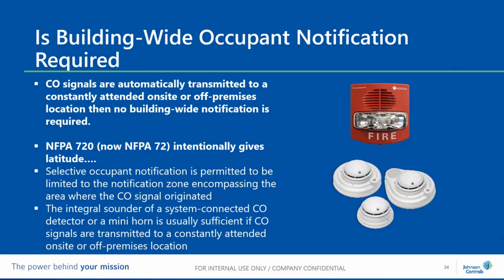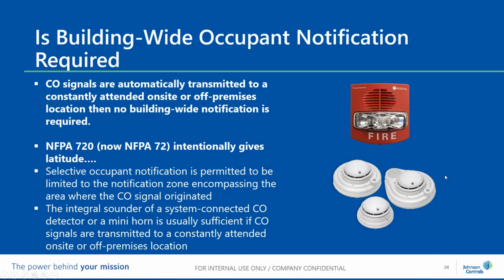NFPA 720, again, 2015, or 72, 2019, intentionally gives this latitude. Selective occupant notification is permitted to be limited to the notification zone encompassing the area where the CO signal originated, kind of like how a carbon monoxide alarm functions. The integral sounder of a system-connected CO detector or a mini horn is usually sufficient and will also transmit a signal to a constantly attended or off-site location.